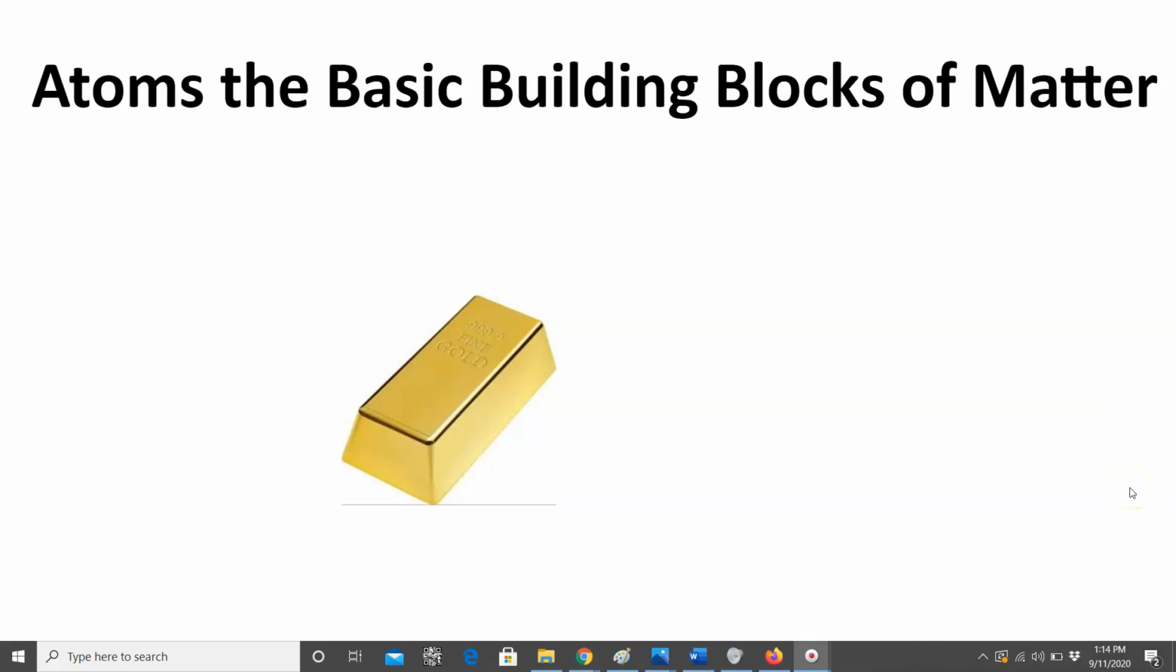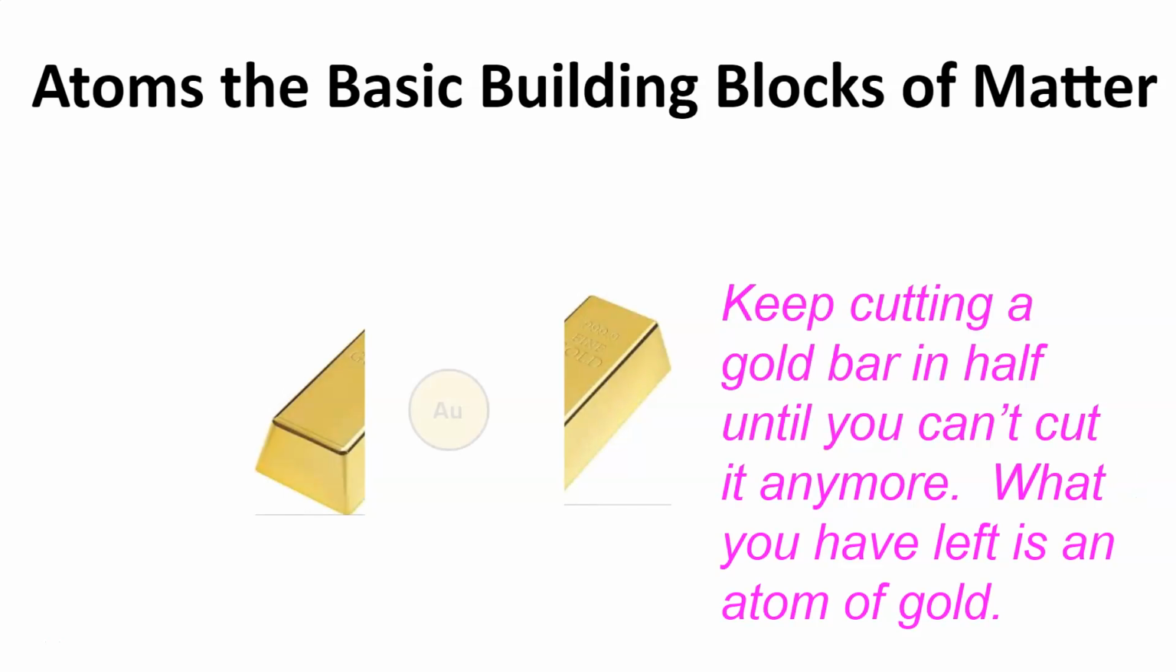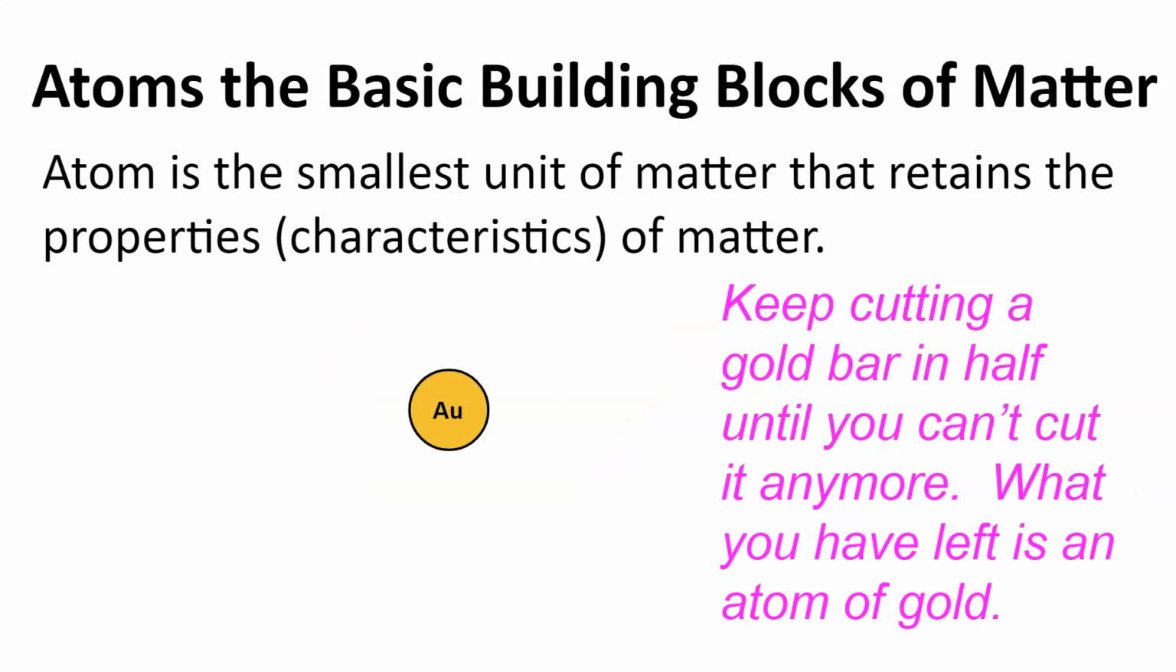So for those of you who were not here on Friday, we reviewed radiometric dating, which is one of the experiments that scientists use to determine the age of the Earth. In order to understand that, the first thing we have to talk about is atoms. Atoms are the basic building block of matter. If you take a gold bar, for example, and you split it in half, and keep cutting it in half until you can't cut it anymore, all you will be left with is an atom of gold, okay?